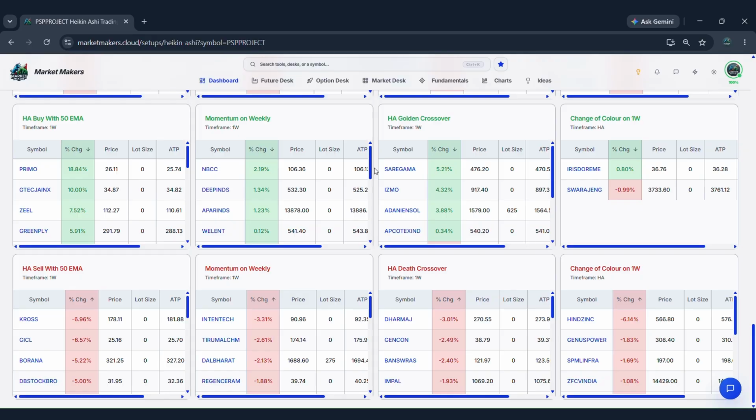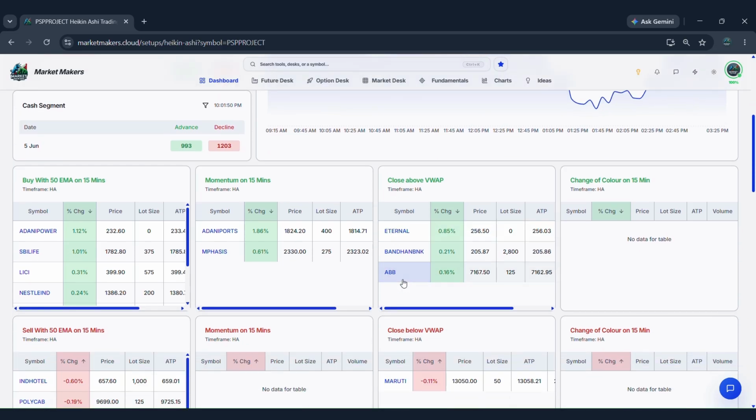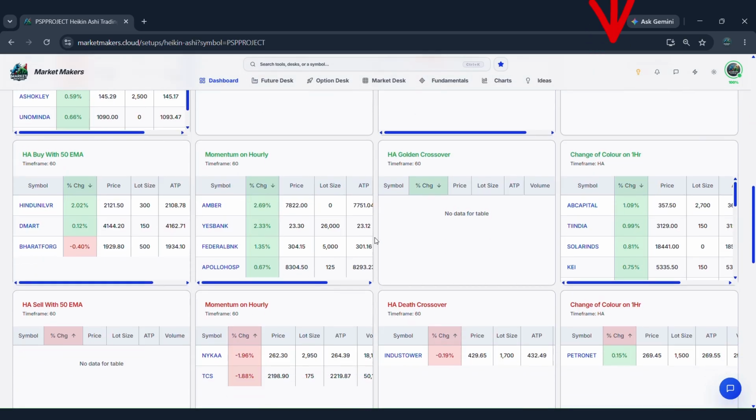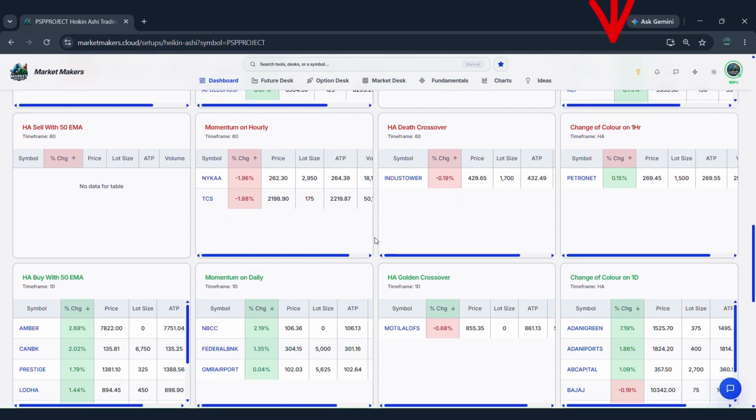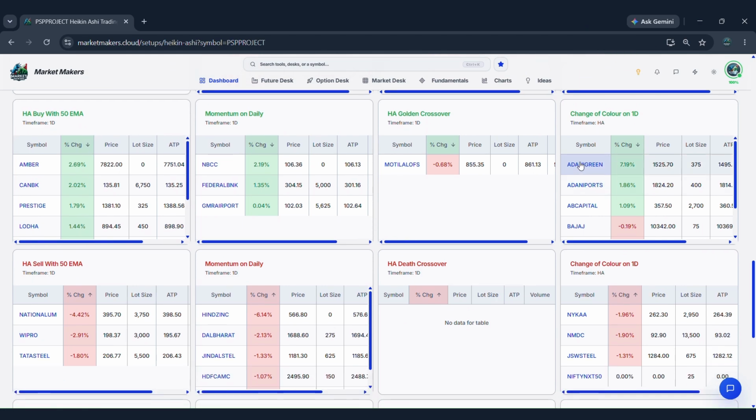Now what makes Heikin Ashi different? The open, high, low, close calculations are different from normal candles, which means the results and structure behavior also become different. And one of the most interesting features here is change of color. This helps traders identify exactly when a stock changes momentum behavior. For example, if a stock changes from bearish to bullish Heikin Ashi candles, a potential move may begin.